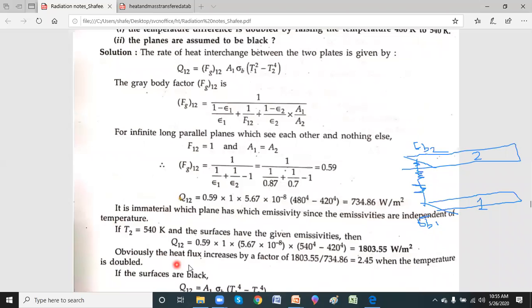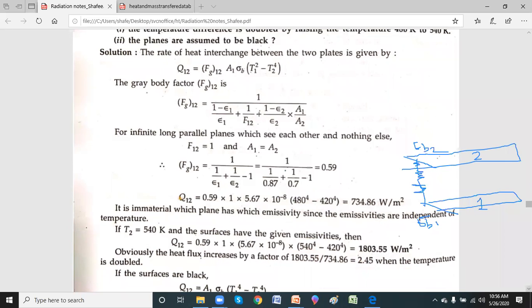Now you see, obviously the heat flux increases by a factor of how much? 1803.55 divided by 734, so obviously 2.45 times. Instead of 480, if I make it 540, then this is the 2.45 times your heat is going to be increased.